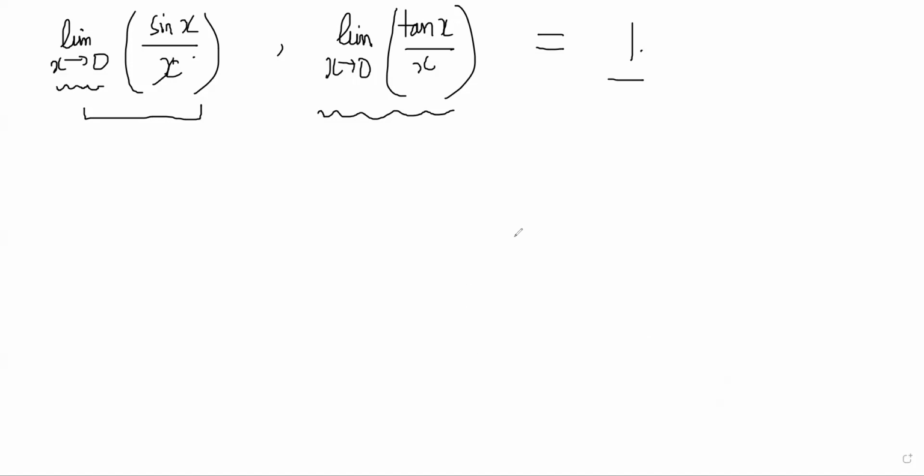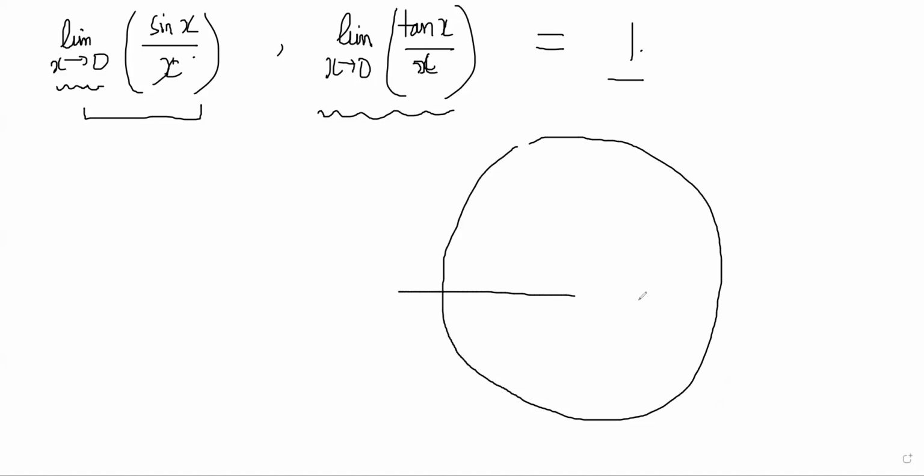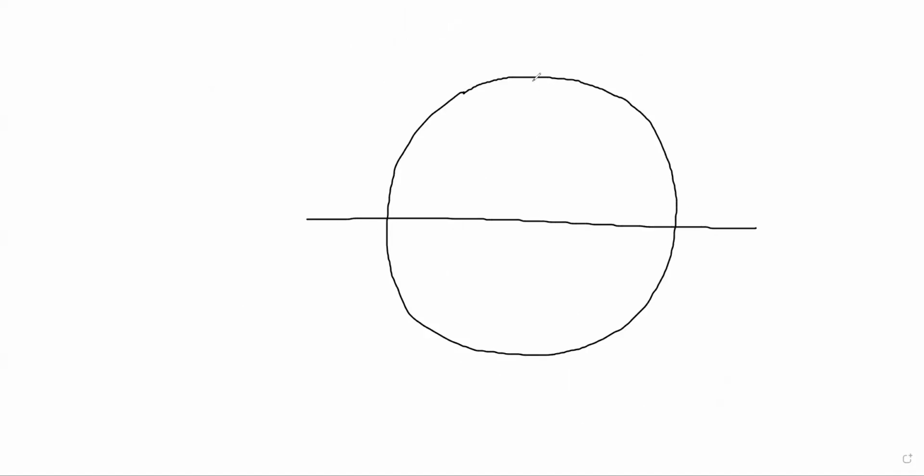Yes, sir. So what we will do is we'll learn how these two limits are going to be equal to 1. Okay. So in order to understand this, we'll do a geometric proof. And for the proof, we are drawing a circle. And this circle, okay, I'll do it on the next page. So this is my circle. And this circle has radius equal to 1.